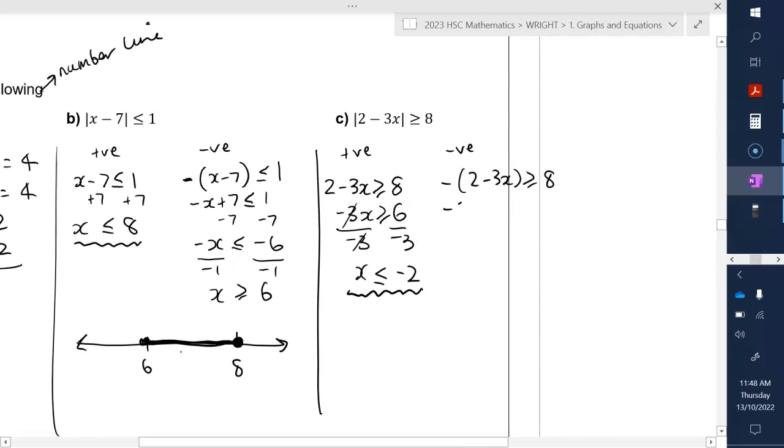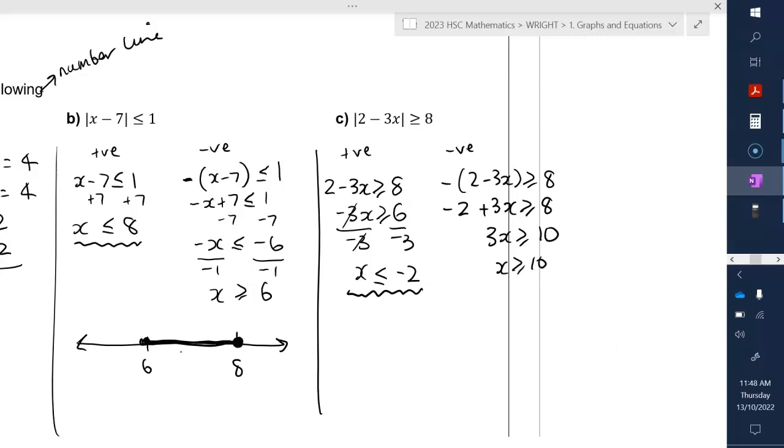The negative version is minus 2 plus 3x is greater than or equal to 8. Let's add 2 to both sides. So I'll get 3x is greater than or equal to 10. And then we're going to divide by 3. I'm not dividing by a negative 3, so my solution doesn't need to have the sign changed around.